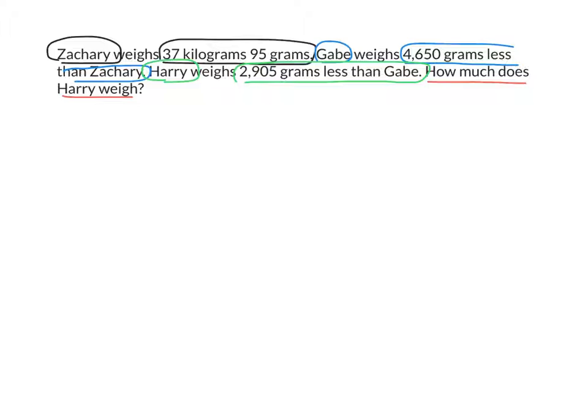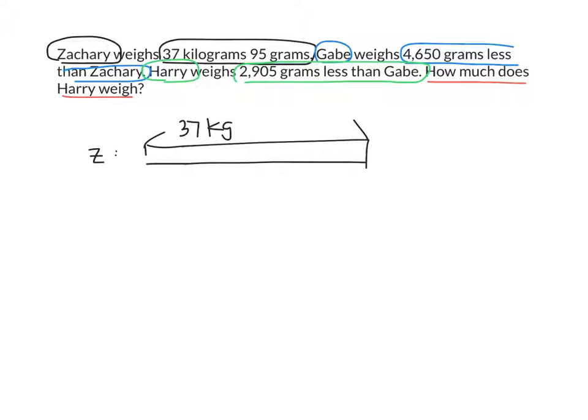We've read the problem. Now what we need to do is draw a tape diagram. A tape diagram is the key that will unlock this problem and make it way more easy to solve. Since there are three people, how many tape diagrams do you think we need? 3, good. Let's draw one for Zachary. Z for Zachary. Zachary's is quite simple. We know that he weighs 37 kilograms, 95 grams.